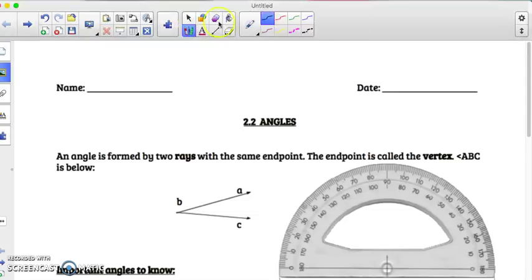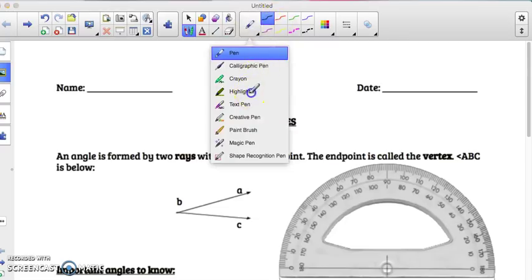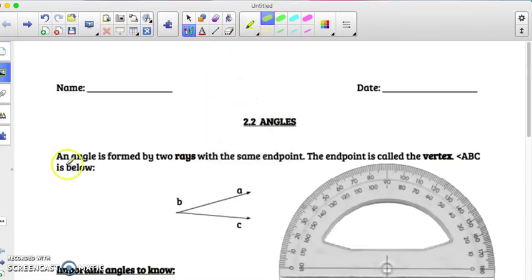So let's start off with reviewing some vocabulary from last day. You can take a highlighter or underline the definition of angles. We know an angle is formed by two rays with the same endpoint. The endpoint is called the vertex. An angle ABC is below. So a couple of things to note.